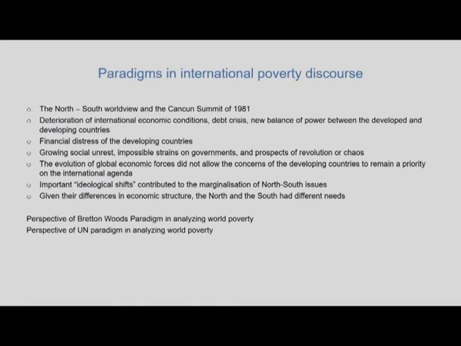The Bretton Woods paradigm links poverty to the economic policy choices of the national governments, whereas the UN paradigm emphasizes the lack of international cooperation with respect to dealing with issues of poverty and inequality. Now, these differences in perspective have resulted in two distinct political projects, one pertaining to the Bretton Woods institutions and the second pertaining to the UN paradigm.